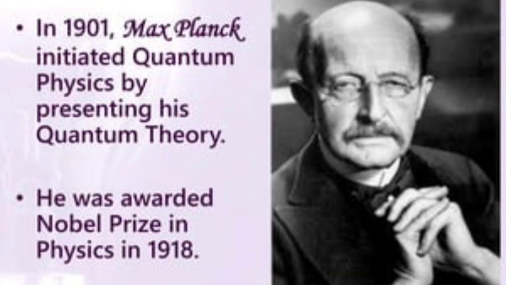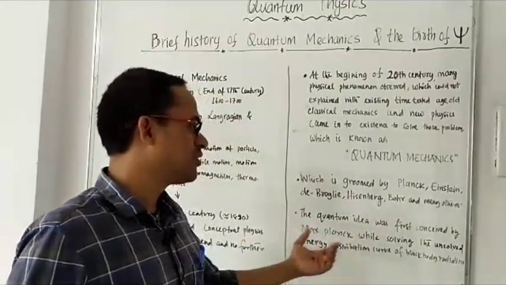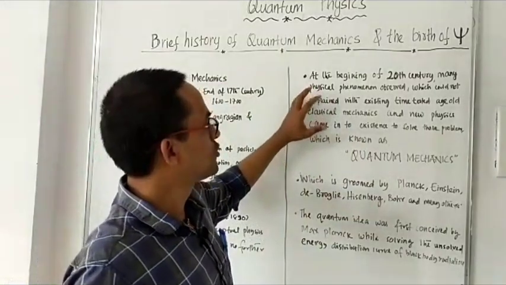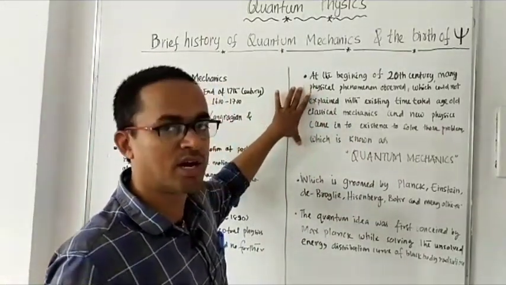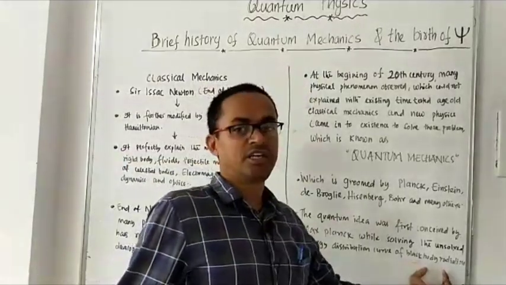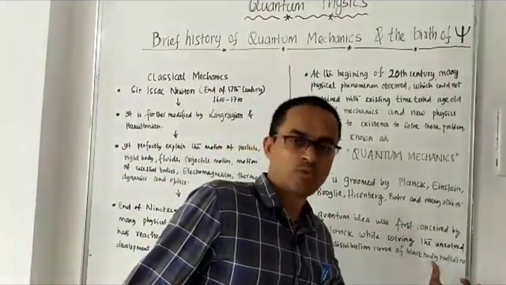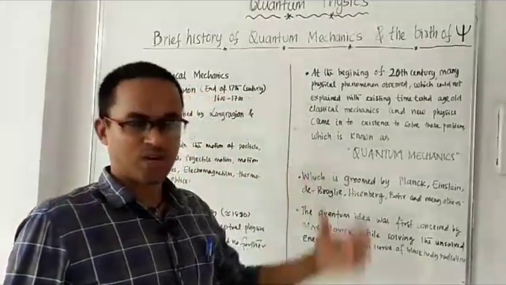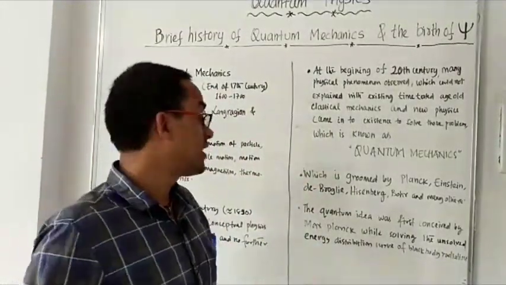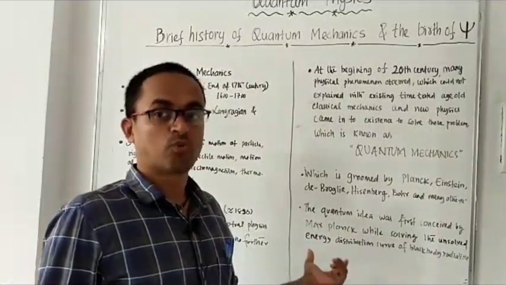The quantum idea was first conceived by Max Planck while he was trying to solve some unsolved problems, like some problems I explained here where classical mechanics failed. One of the problems was the blackbody radiation's energy distribution curve. It was not explained by classical mechanics. When Planck was trying to solve these problems, he got the idea of the quantum.